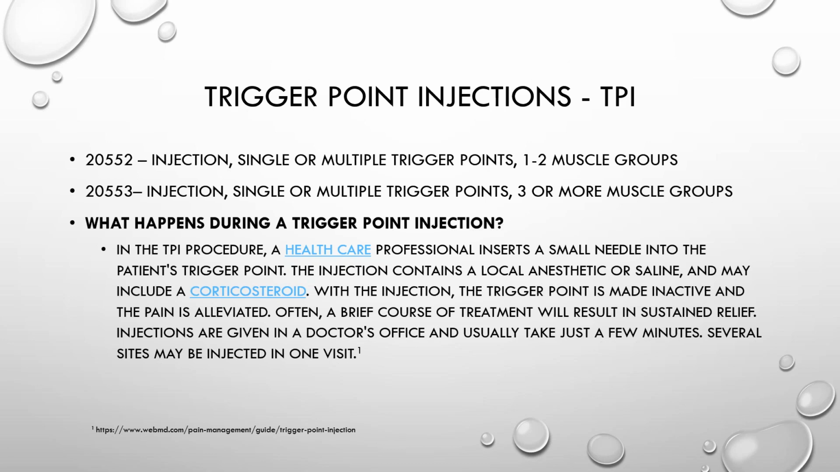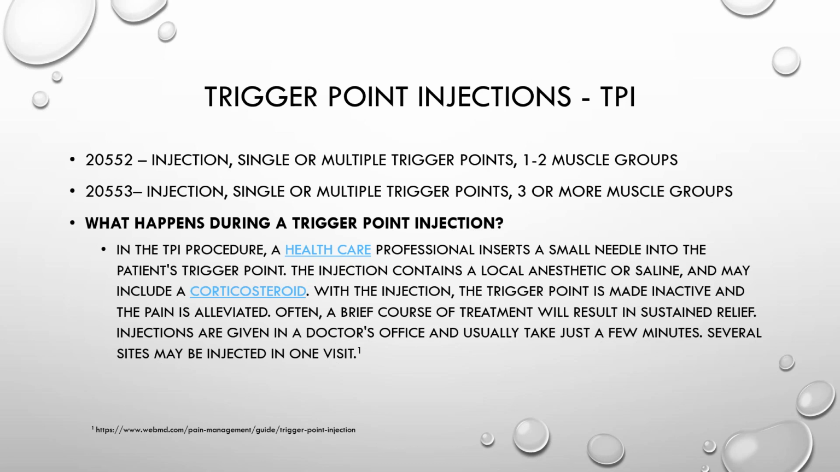In the TPI procedure, a healthcare professional will insert a small needle into the patient's trigger point. The injection contains usually a local anesthetic or saline and may include a corticosteroid. With the injection, the trigger point is made inactive and the pain is alleviated. Often a brief course of treatment will result in sustained relief. Injections are given in a doctor's office and usually take just a few minutes. Several sites may be injected in one visit.